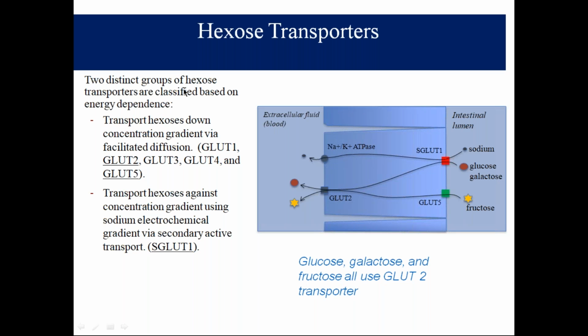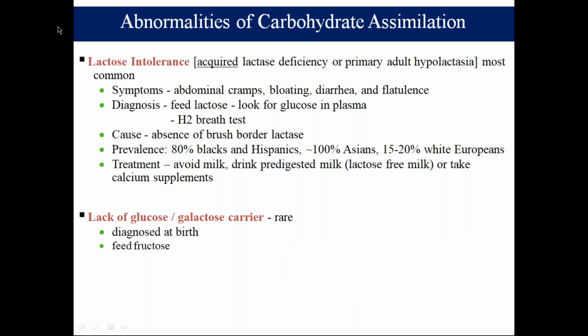So there are two distinct groups of transporters classified based on energy dependence. Those which flow down the concentration gradient, that is the facilitated diffusion, and those which work against the gradient using the sodium electrochemical gradient, the SGLT1. Okay? So here you have the GLUT2. This is the basolateral side and this is the apical side, as you can see.